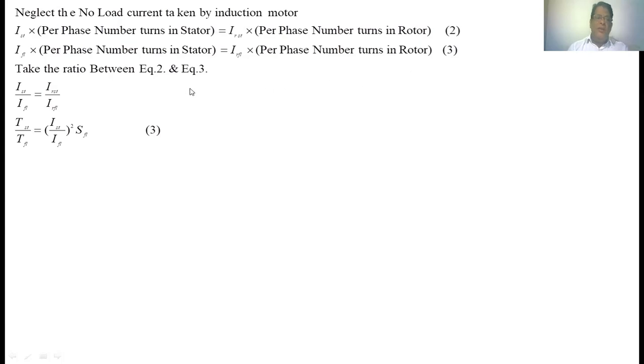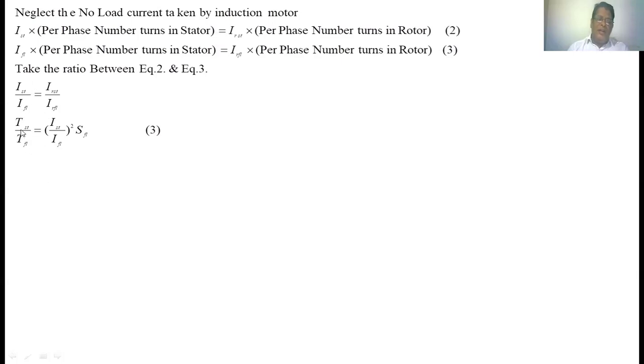Now take the ratio between the two, 2 by 3. Then it gives the relation between the starting current taken by the stator winding to the current taken by the stator winding at full load, equal to the rotor current at starting divided by the rotor current at full load. Already in the previous expression, we had the torque relation in terms of rotor current. Now in place of rotor current, I have to substitute this.